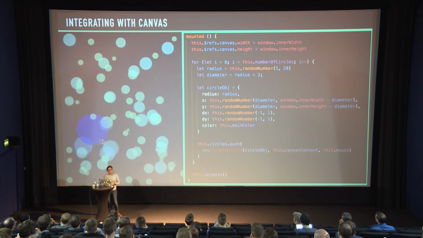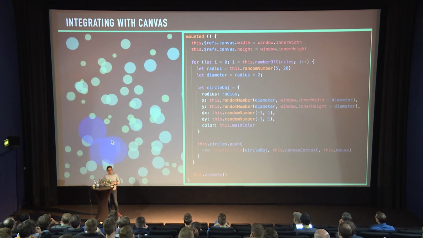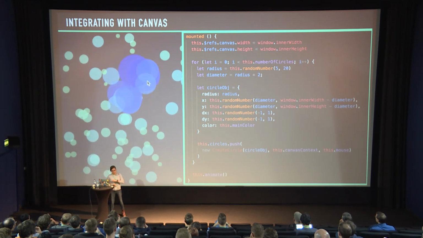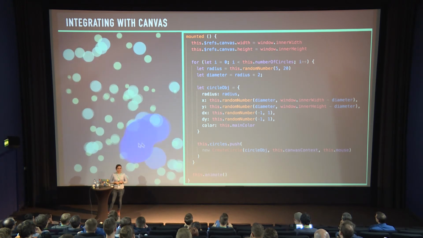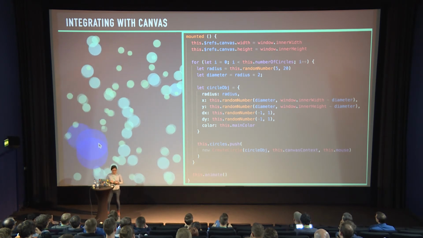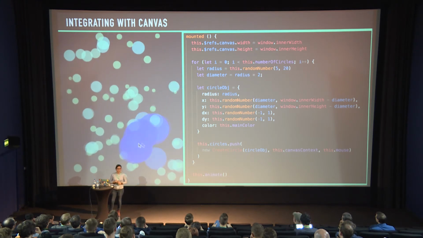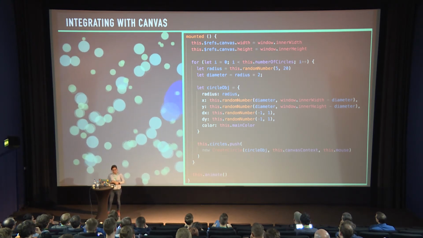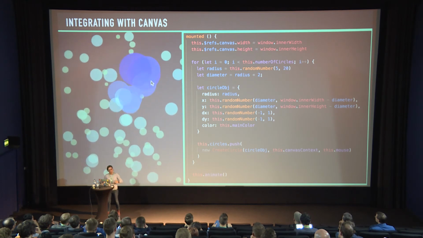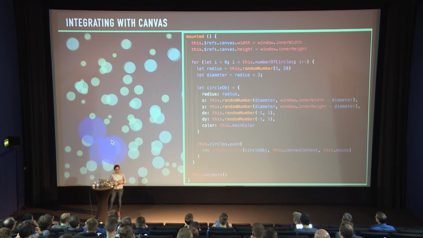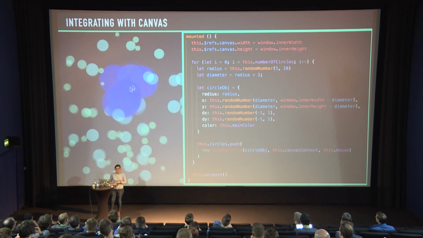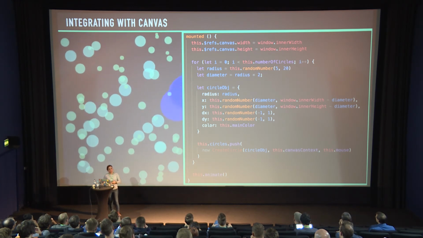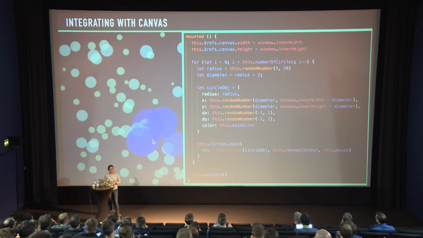Inside of this for loop, we have this random number function that we're going to use several times. First to generate a radius of the circle, and then we also multiply it by 2 to save the diameter of that circle. And then we create the circle object. The circle object is going to contain the radius of the circle and also x and y coordinates, and these dx and dy variables, which are basically just the velocity.